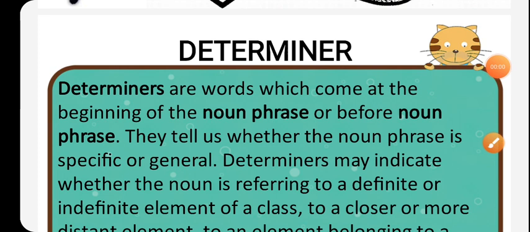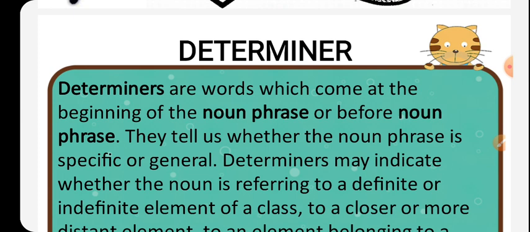6th class. Welcome to your today's online class. Today we will be doing the topic determiner. Because this is our first class, we will firstly be understanding what a determiner is.